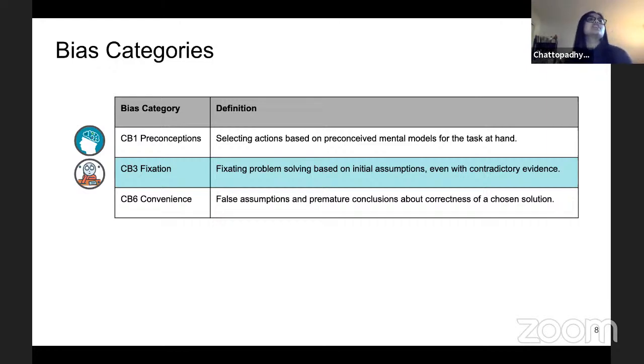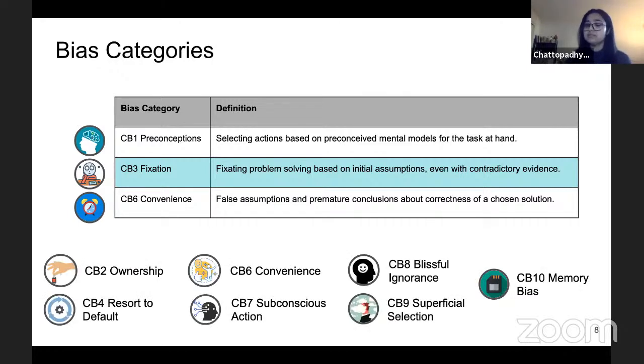And the third one is convenience bias, where developers make false assumptions and premature conclusions, often opting for a quick fix rather than a more costly process. There are 10 such bias categories that we identified, but we'll only talk about the first three.